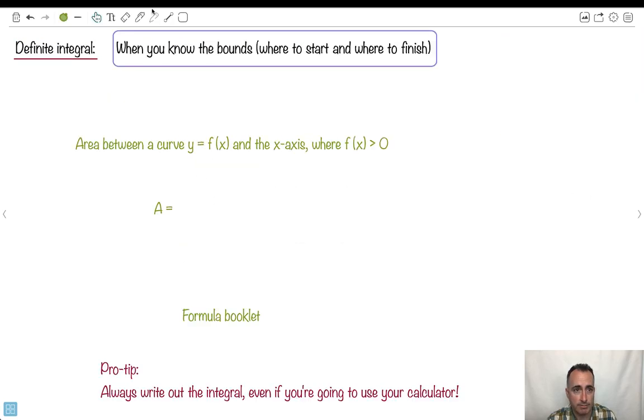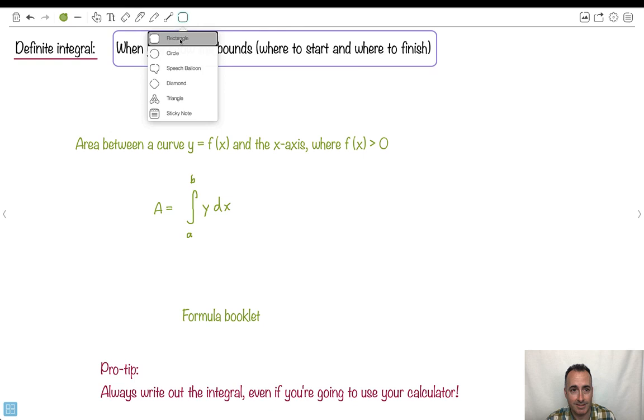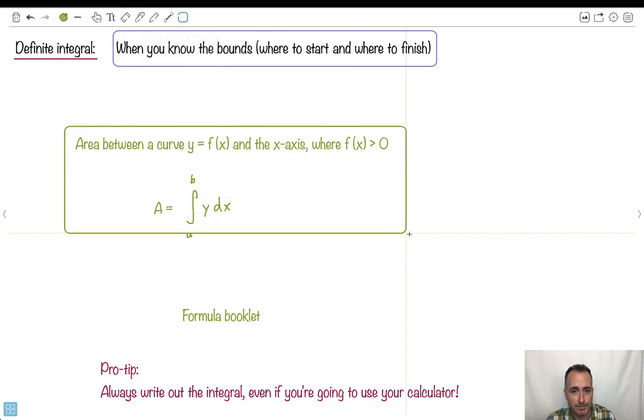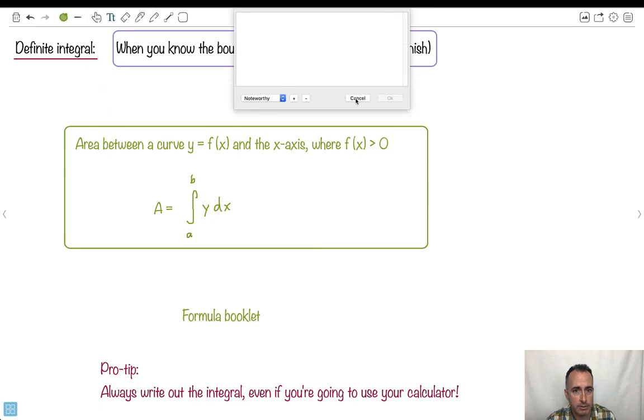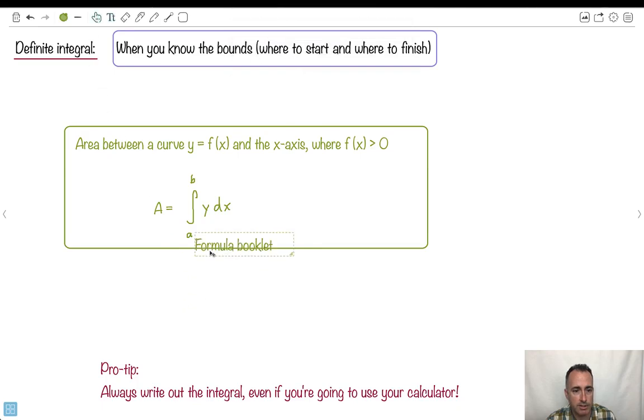So how do we do it? Well, we just write down the equation that they give us, which is just the integral from A to B. Now instead of calling it f of x, they called it y. So they say y dx. And that's it. I mean, isn't this actually kind of easy? This is the equation here. There we go. This here's your formula booklet, so that's on there.